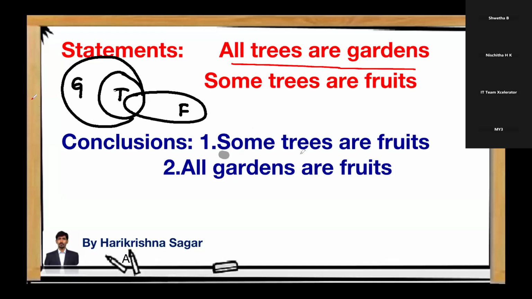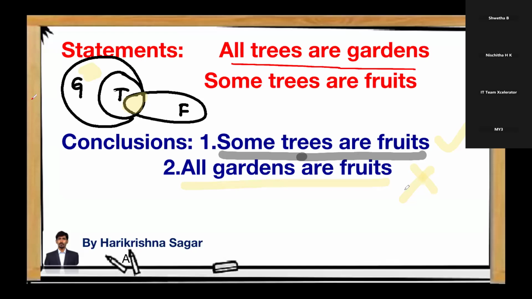If you look at the first conclusion, some trees are fruits is the conclusion they have given. Is that true? Some trees are fruits. Some of these trees are definitely fruits. It is definitely going to be a proper conclusion for us. And all gardens are fruits. You look at this. Are gardens fruits? No, this is not available in the fruits, right? All the gardens are fruits. How will it become correct?